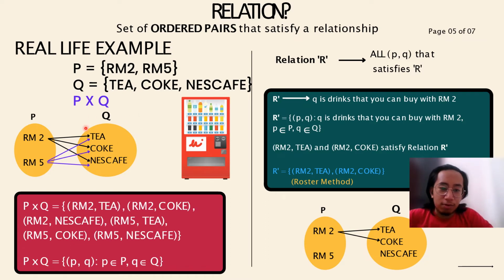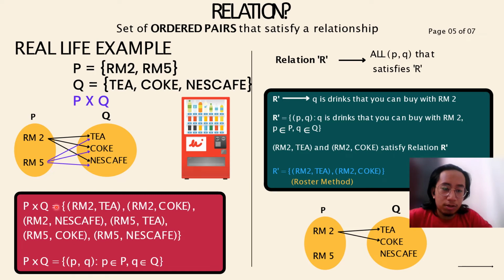Using two sets, we have set P and set Q, where set P has elements 2 ringgit and 5 ringgit, which is the money that you can use to buy the drinks. Set Q has the elements Tea, Coke, and Nescafe, which are the drinks available in the machine. We first take the Cartesian product of the two sets. Let's use an arrow diagram here for the Cartesian product of set P and Q.